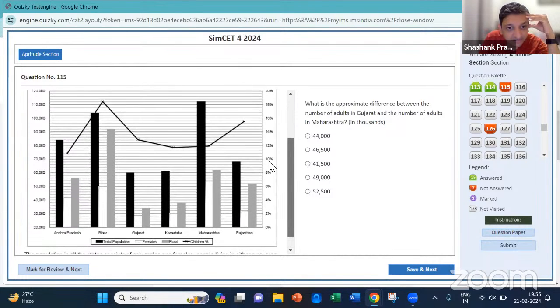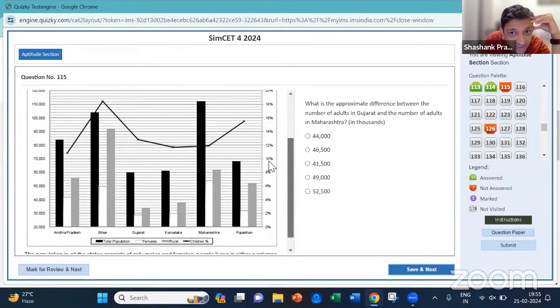So in Gujarat we know that total population is 60,000. Percentage of children is, I can see 13. Not 13, it is 12.5. Okay, this is a very weird one. 1, 2, 3, 4, 5 made 2%. So 0.4. So 0.8. 12.8%. What is 12.8%? Okay, let's see.